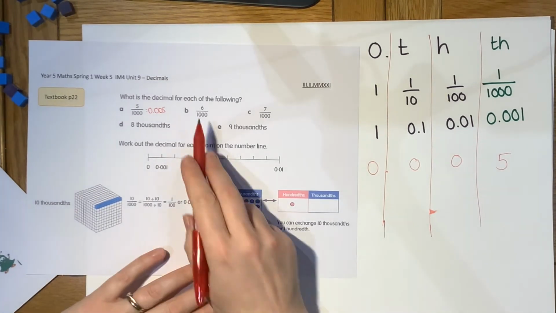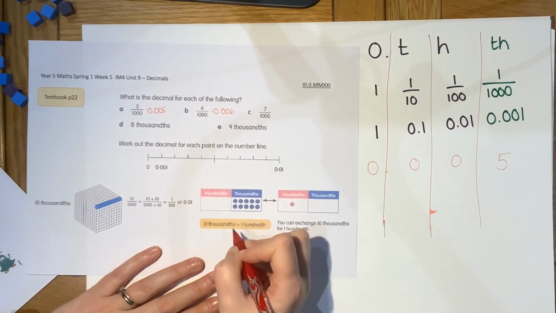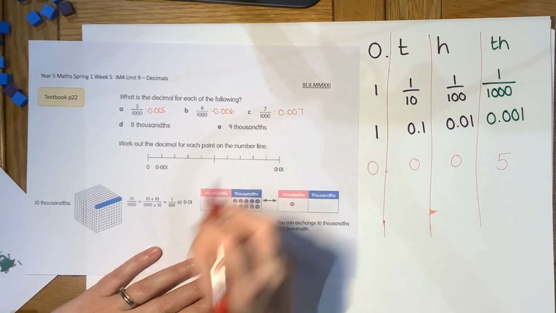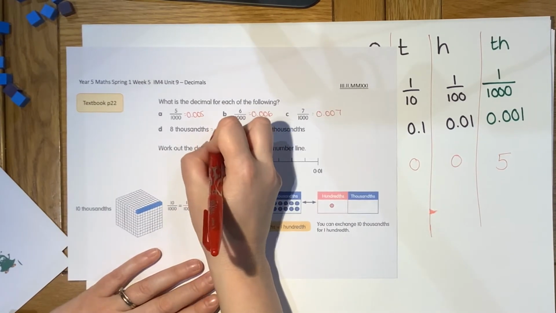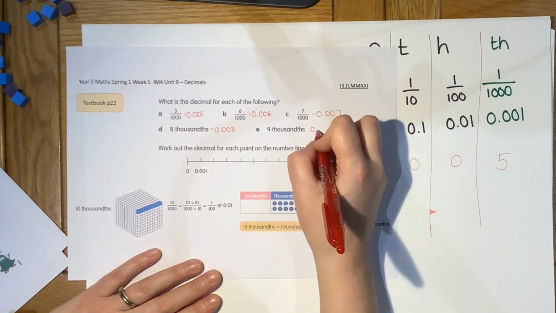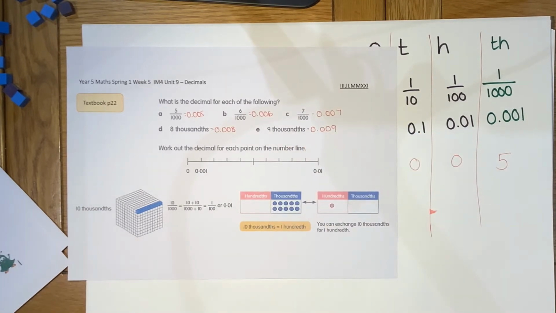Can you pause and see if you can do the other ones for me, and then we'll go through the answer. Okay, so 6 thousandths would be 0.006. 7 thousandths would be 0.007. 8 thousandths would be 0.008. And 9 thousandths would be 0.009.